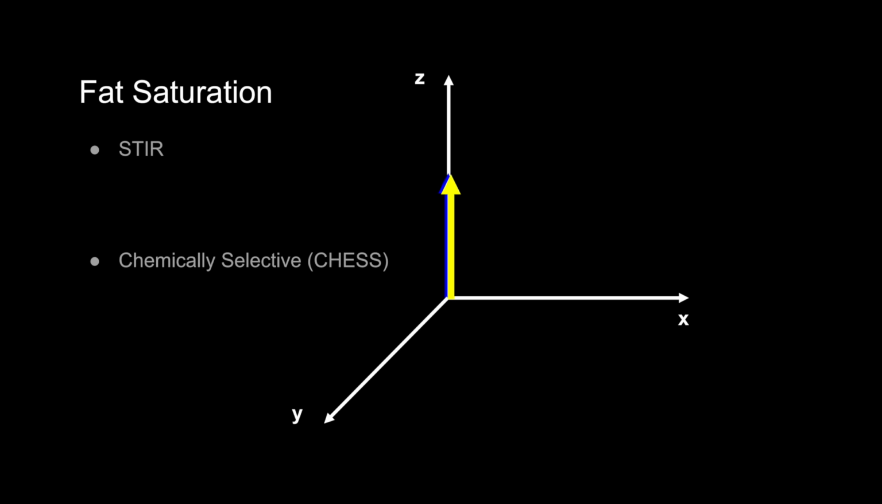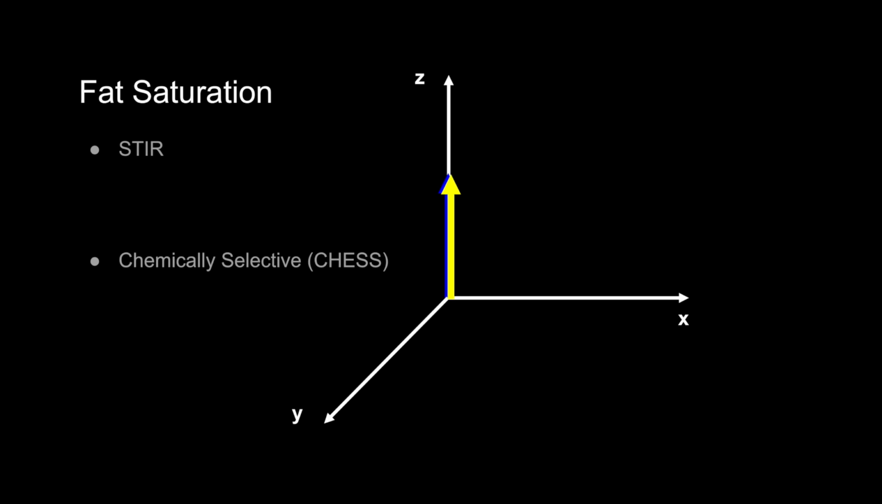As I mentioned, there are a few ways to produce fat saturated images. For now, we're going to briefly touch on two of those methods. The first is called STIR, or short TI inversion recovery. STIR uses an inversion recovery pulse to null the fat. What is that? An inversion recovery pulse is a 180-degree inversion pulse before starting a conventional spin echo pulse sequence.